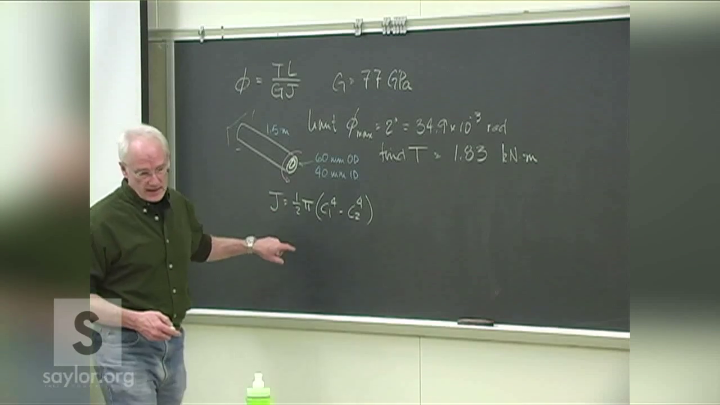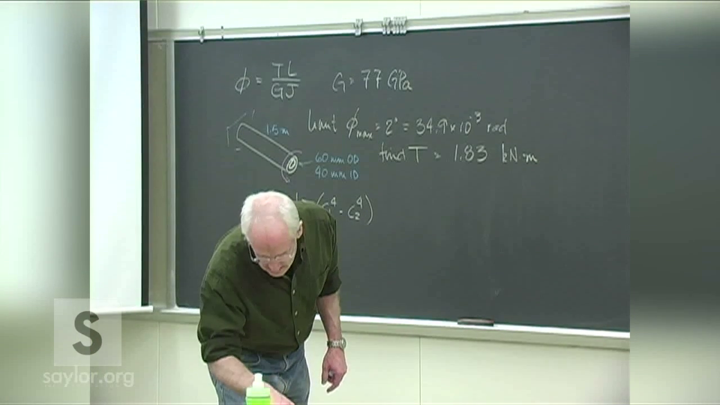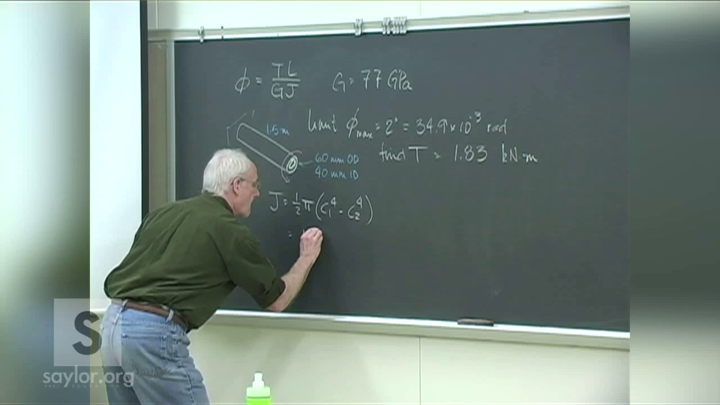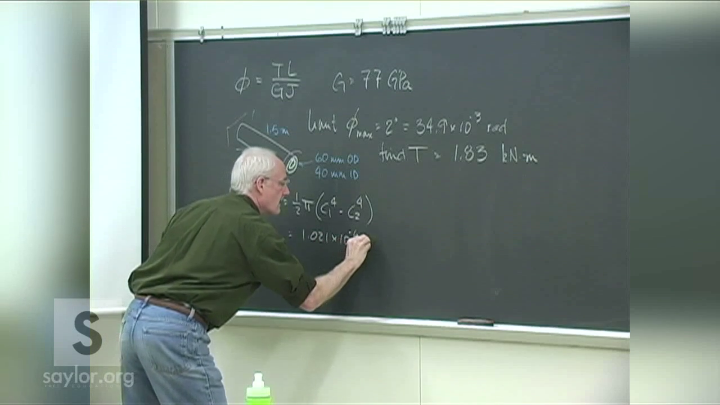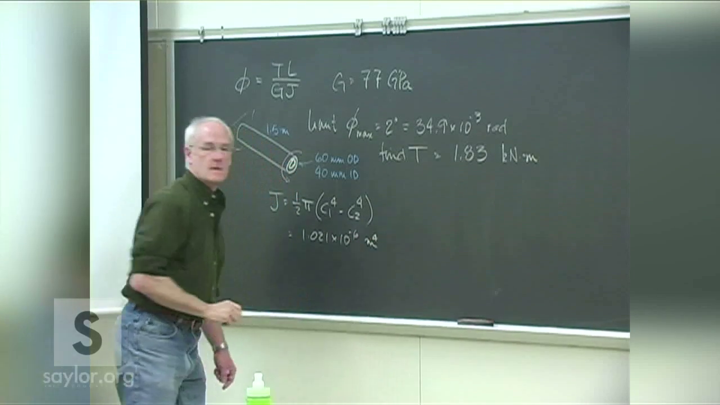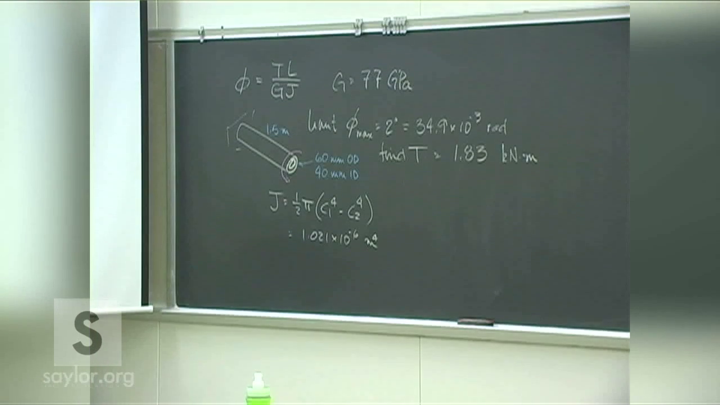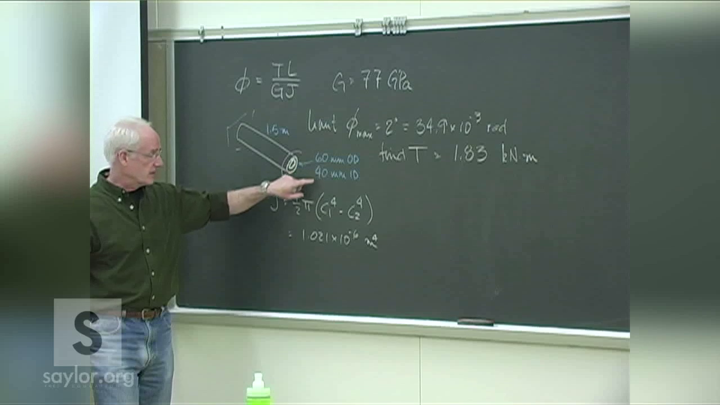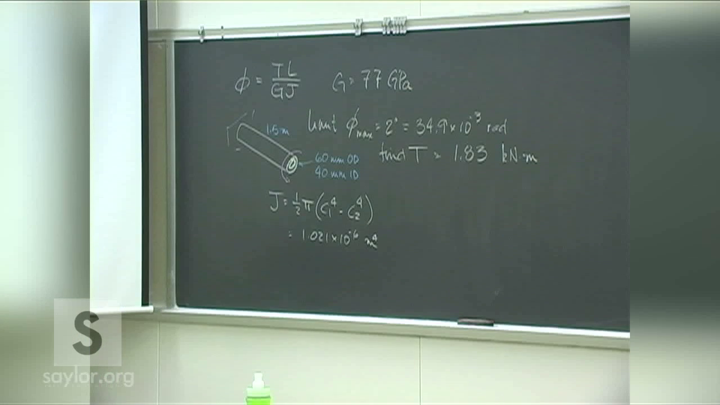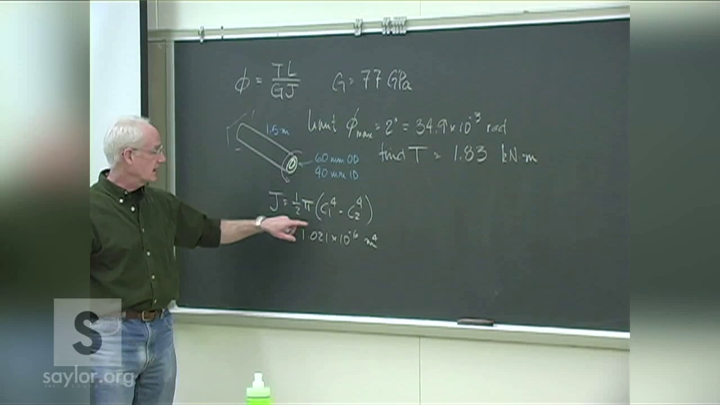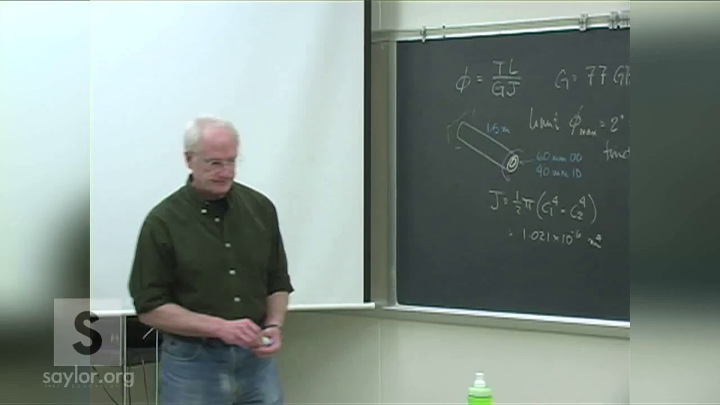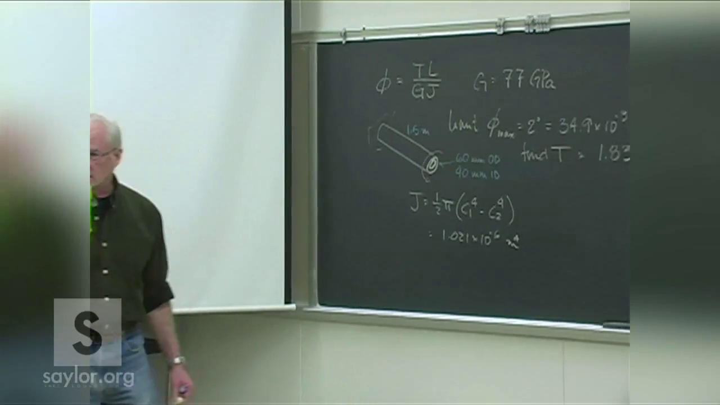What's the actual value for that? I don't know if I have it separate. Yeah, I do. 1.02 times 10 to the minus 6 meters to the fourth. So 60. Remember, these are diameters, and these are radii. I'm not real sure why they can't put diameters in here and then pull whatever constants are left over out to the one half, but it's just one of those things we like to do to students.